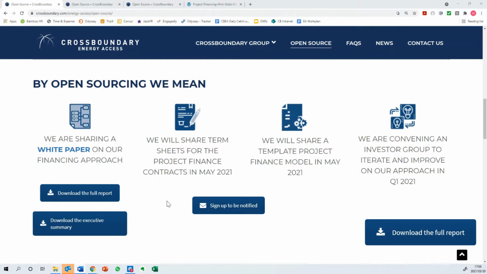Also, on the open source website, we will be sharing term sheets for the project finance contracts that we have drafted with our partners.